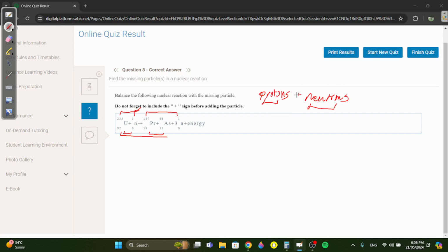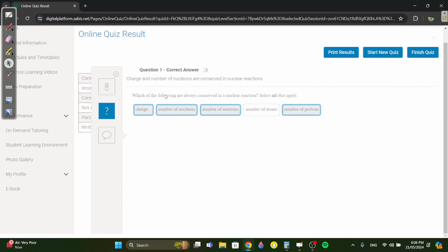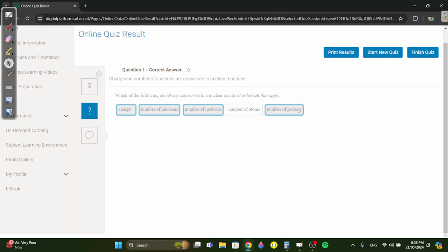What do we call protons and neutrons collectively? We call them nucleons. You can also say nucleons are conserved. And then this bottom part, what's it called? The bottom part is the charge, the number of protons. You could actually call it the charge. So the charge is also conserved. That's just explaining question one. So know that the charge, the nucleons, neutrons, and protons are always conserved.